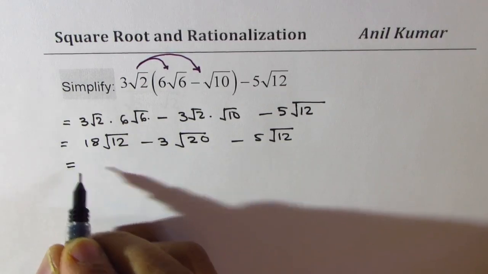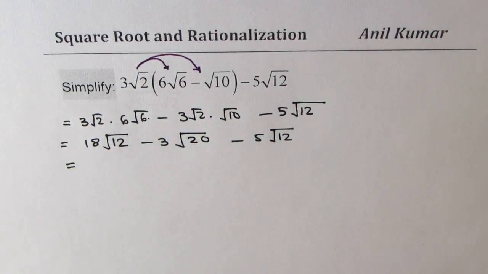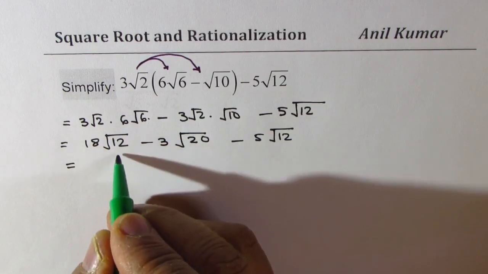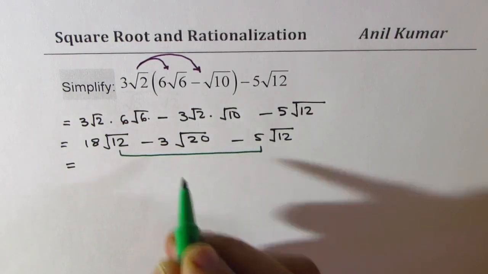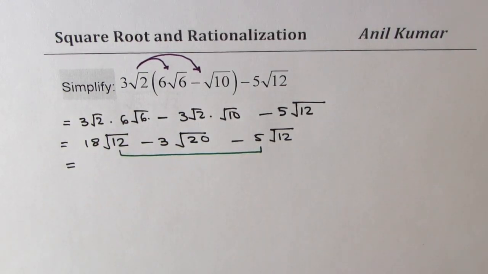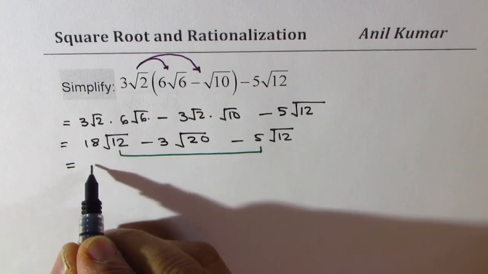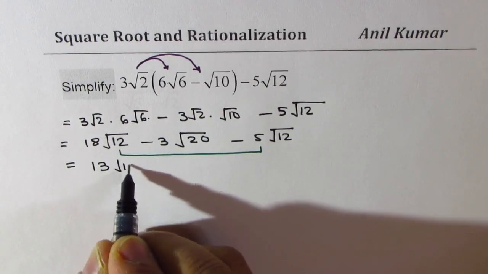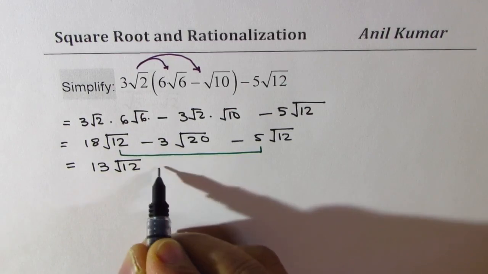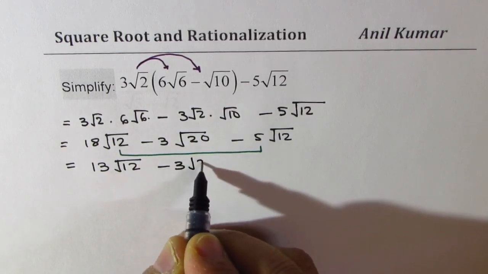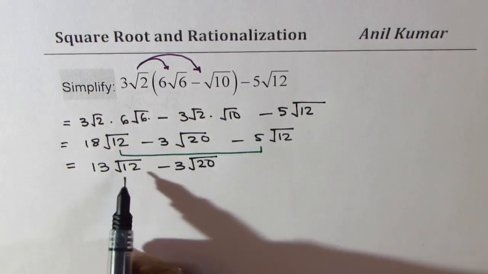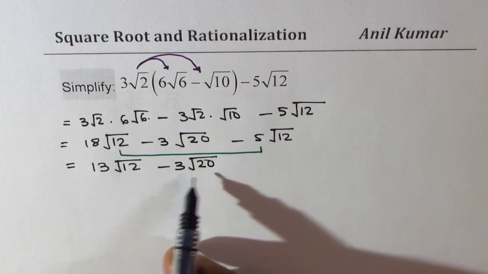So let me rewrite this. 18 minus 5. So I'm combining these two terms and writing them as 1. So 18 minus 5 is 13. So we get 13 square root of 12. And we are left with minus 3 square root of 20. Now let's work with square root 12 and 20.